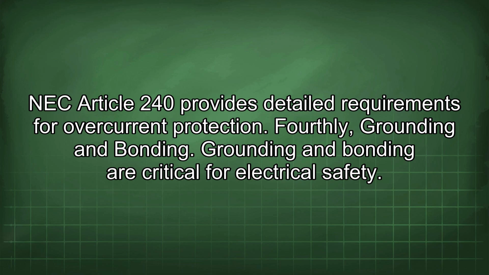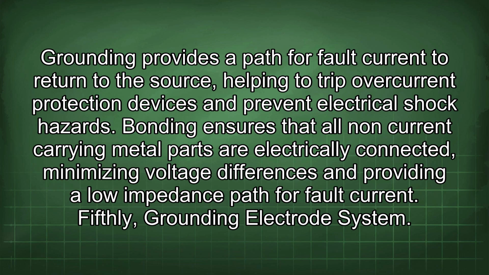Fourthly, grounding and bonding. Grounding and bonding are critical for electrical safety. Grounding provides a path for fault current to return to the source, helping to trip overcurrent protection devices and prevent electrical shock hazards. Bonding ensures that all non-current carrying metal parts are electrically connected, minimizing voltage differences and providing a low impedance path for fault current.